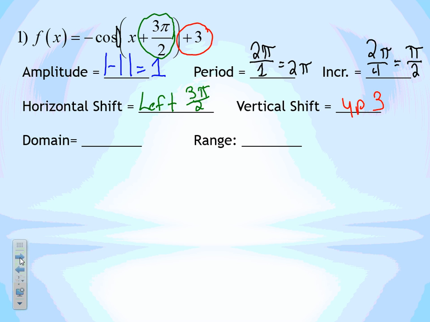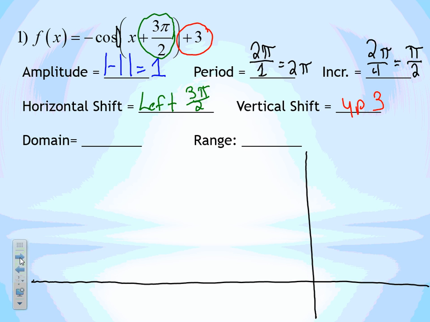Now here we can set up our graph. Now since we're going up 3, our x-axis we want to be a little bit lower so we can spread this out a bit. So here's our x-axis. So it's going to make that low. We want our y-axis, since we're going to be moving to the left, we're going to make our y-axis further over here to the right. Now we can start thinking about our increments.